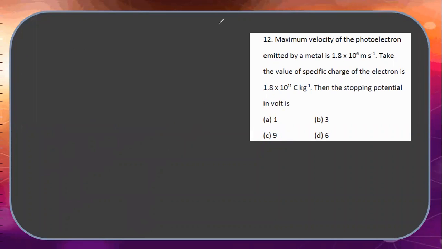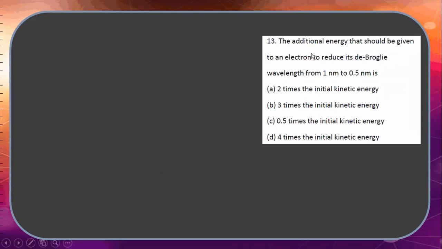Next problem. What additional energy should be given to an electron to reduce its de Broglie wavelength from 1 nanometer to 0.5 nanometers? So that additional energy is needed.